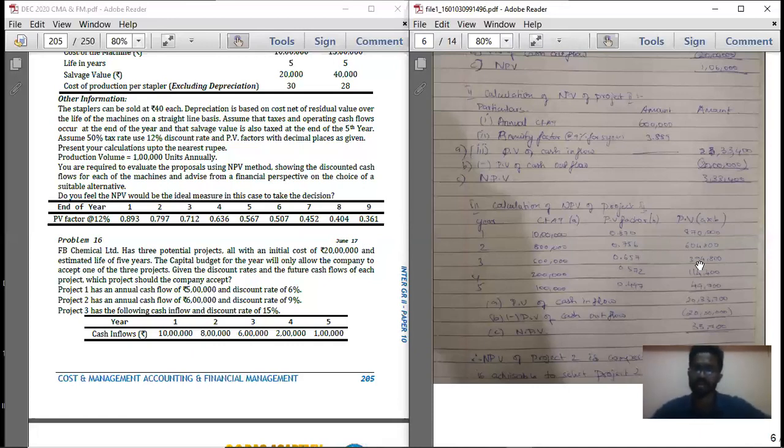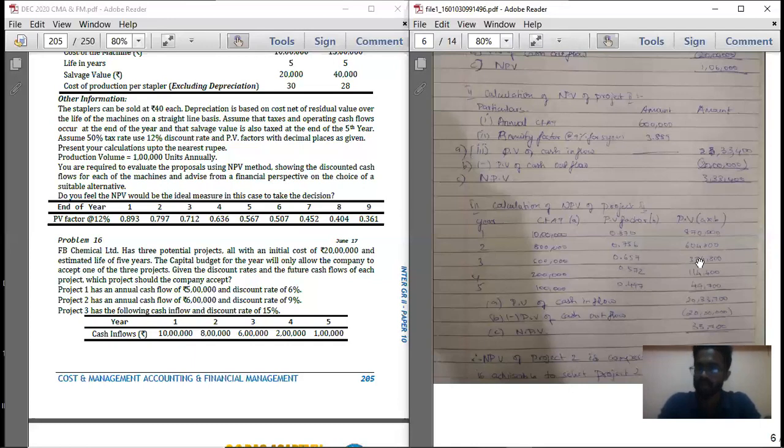Now for year 3, 6 lakh into 0.657. You are getting 3,94,200. So in respect of year 3, record 3,94,200. There will be some small changes because we are rounding off the decimal points to the third digit. If you round off with different values, then you will get a different present value factor and present values. Only there will be some little difference, like 100 rupees or 50 rupees.